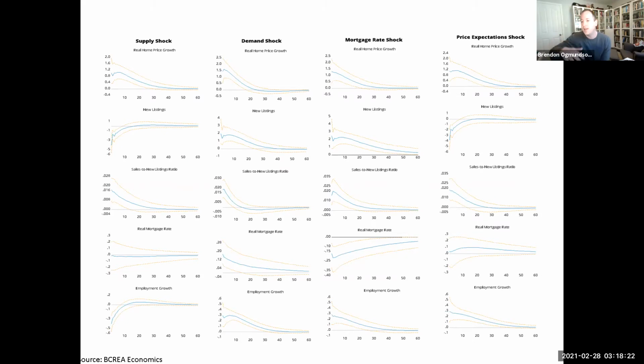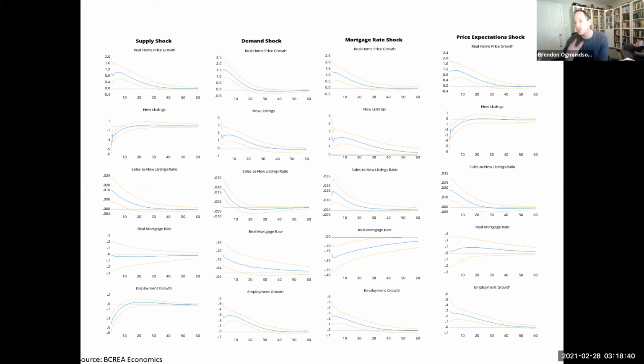Employment growth falls, so on and so on. A demand shock looks like a rise in employment growth, rising new listings as potential sellers list their homes to take advantage of higher prices, and so on. So we get the right identification through that process.